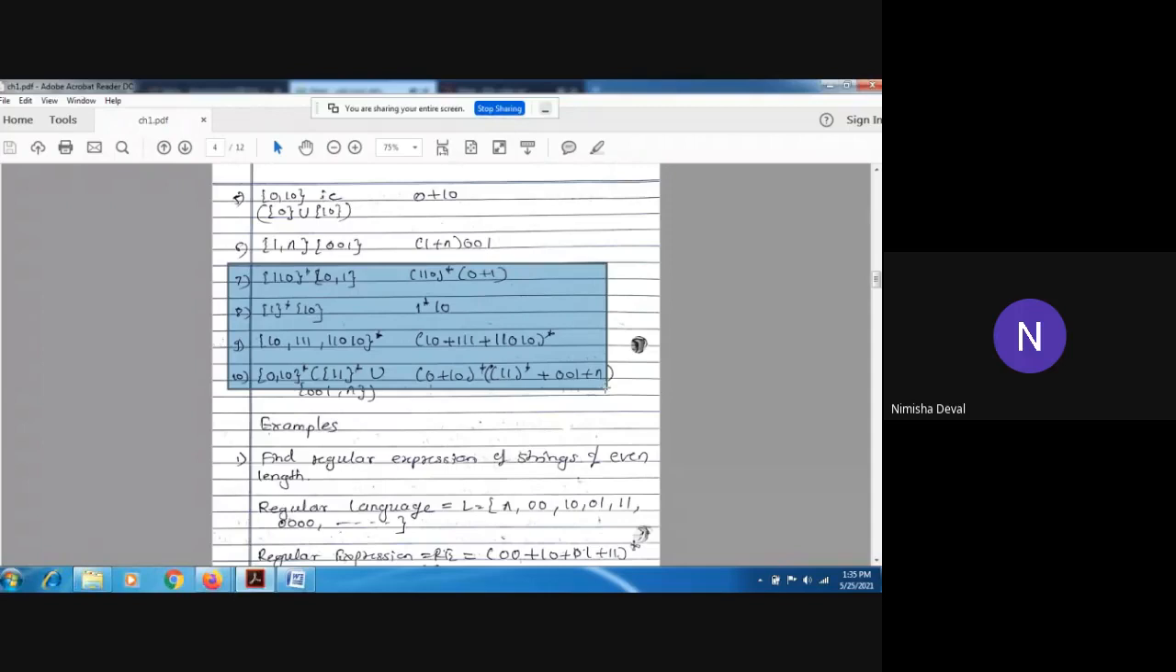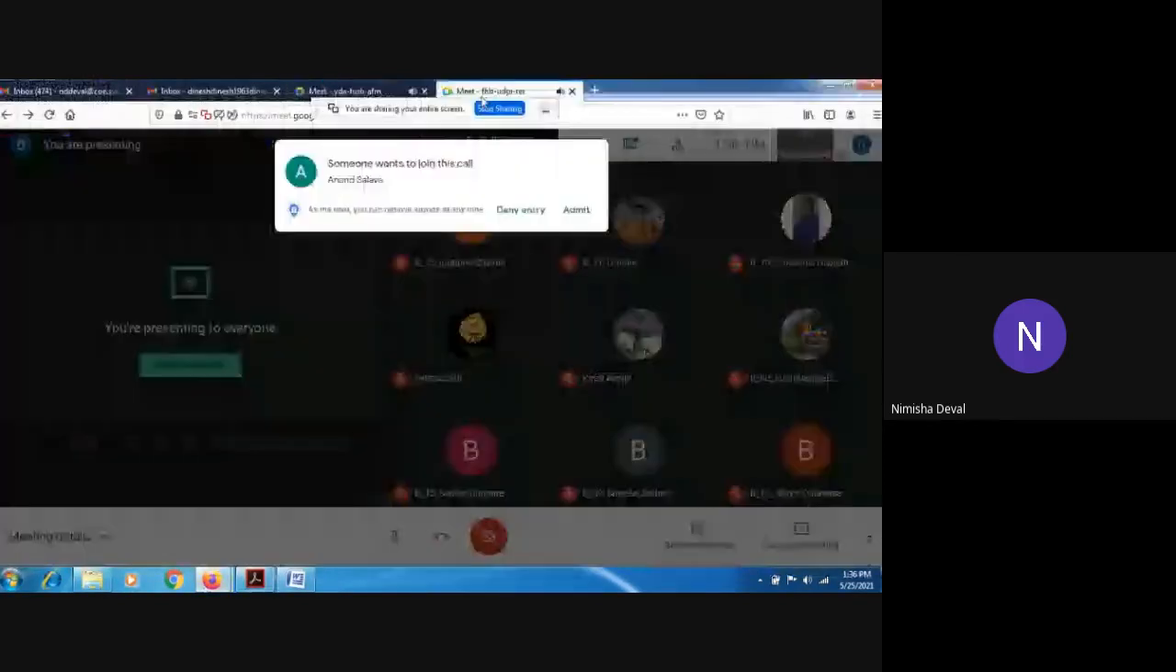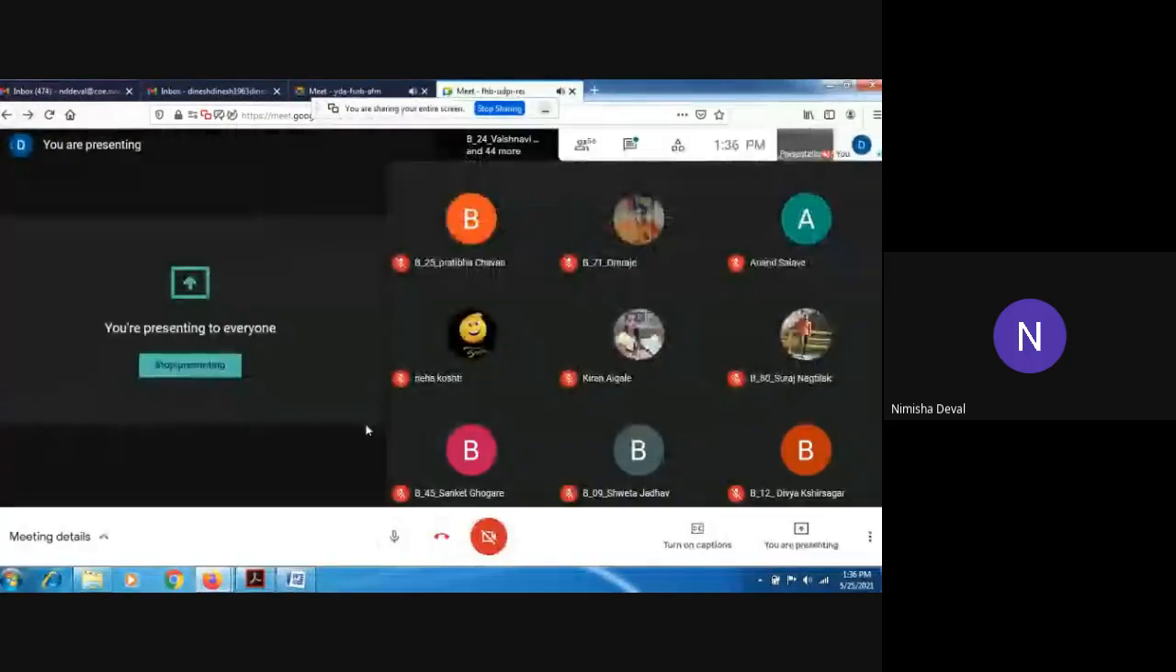Okay. Now we will see some simple examples. In today's lecture, we will convert regular languages into regular expressions, and in the next lecture we will see how to convert regular expressions to regular languages. Simultaneously we can do both things, but we will see them one by one.